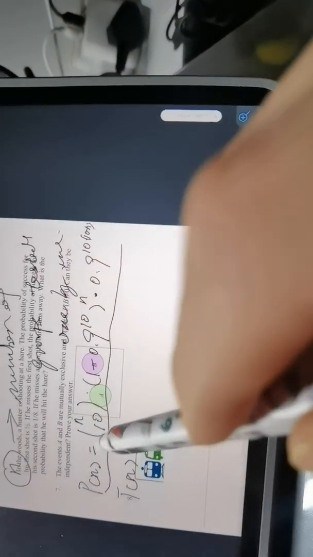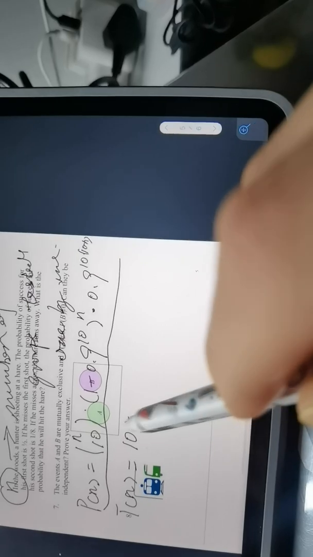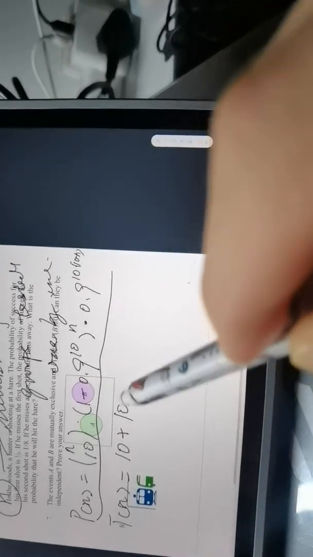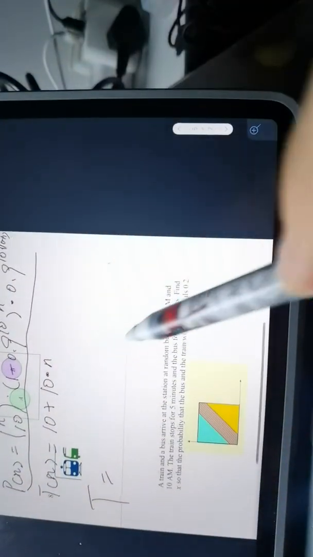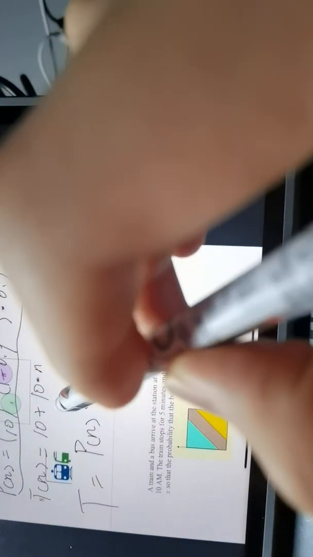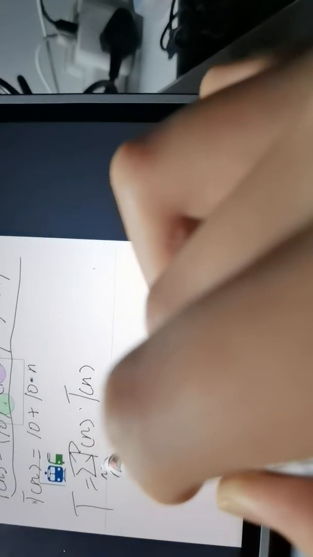It means 10 added to 10 multiplied by n. So we can get the times. It means T equals the probability Pn multiplied by the test times Tn, summed up from n equals 0 to 10.